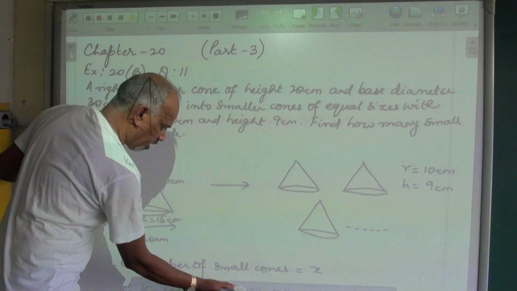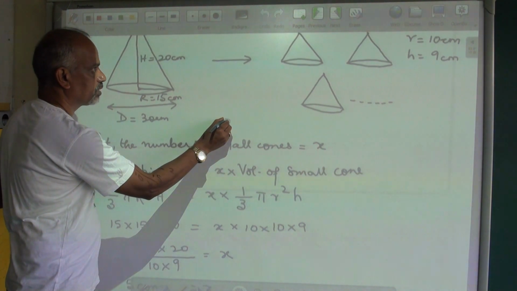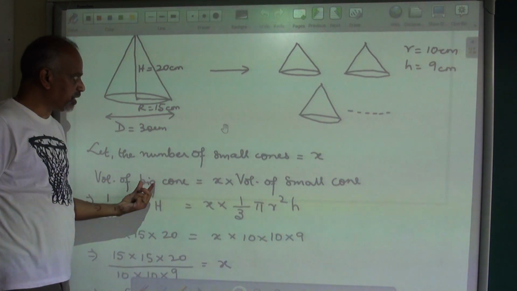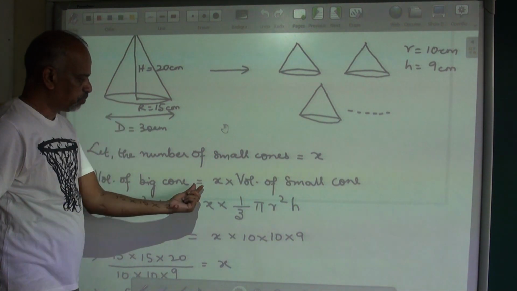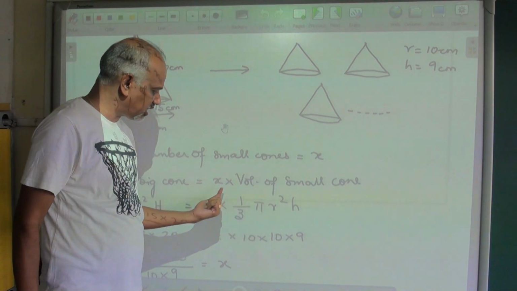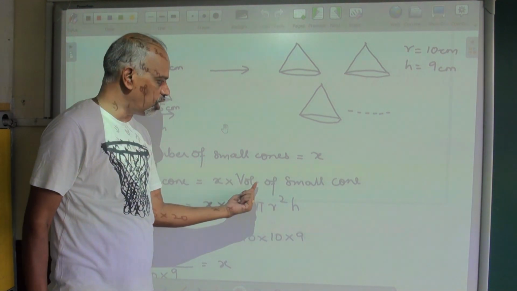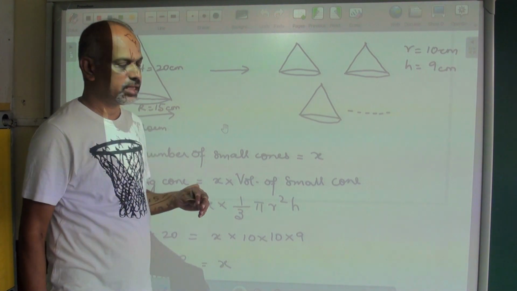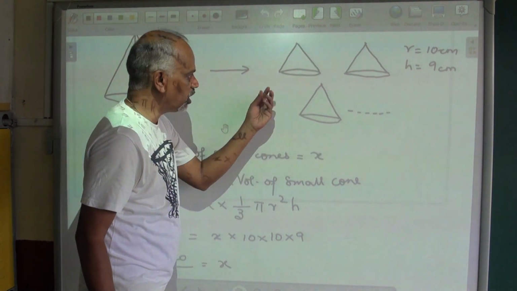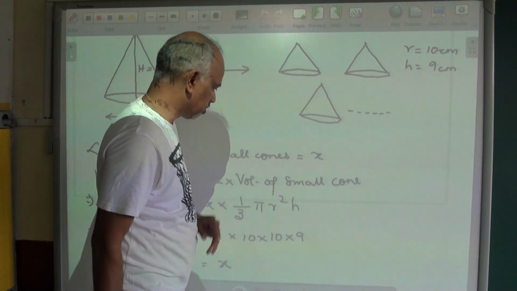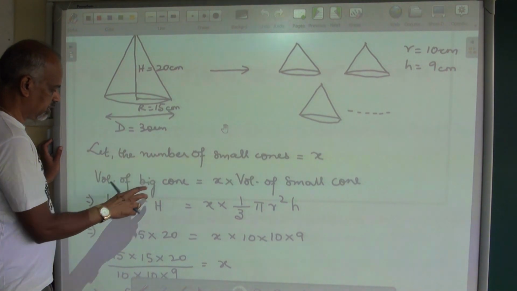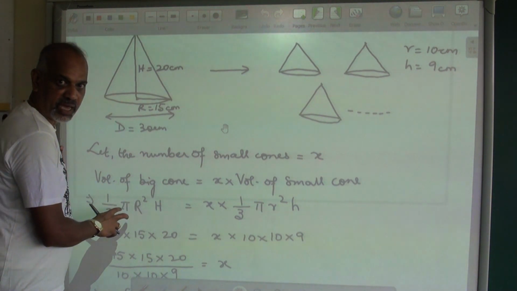So the relationship now is volume of big cone, that is this one, should be equal to, don't write volume of x small cones, write the x first, x into volume of small cone. Volume of big cone is equal to x times volume of each of these small cones. And then substitute by the formula. Volume of cone formula is 1 by 3 pi r squared h.